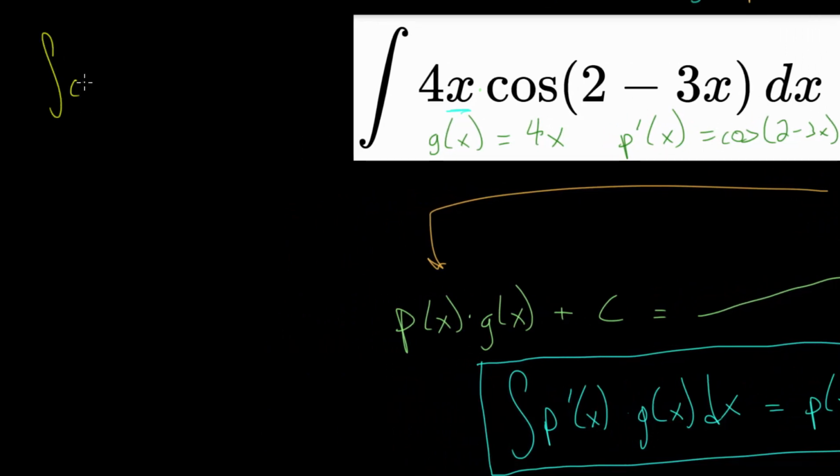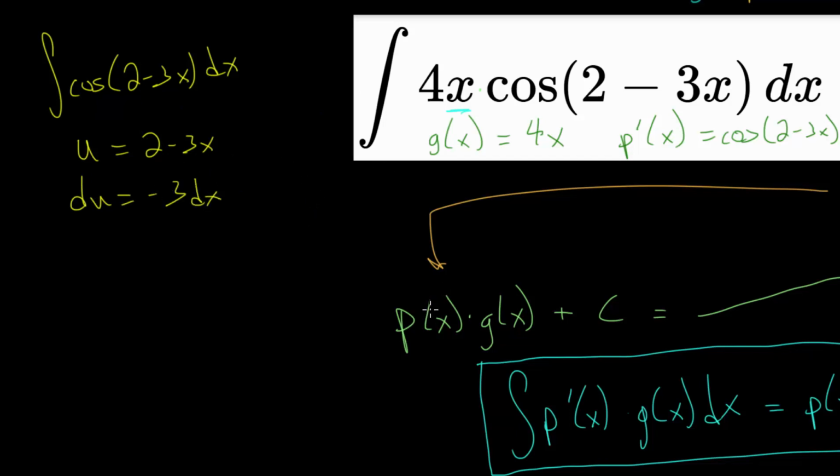So to do that, we'll take the integral of the cosine of 2 minus 3x dx, and we'll need to perform a u substitution. We can say that u is 2 minus 3x, and du is just negative 3 dx. And we can make a substitution. We know what dx is. If we solve for that here, we'll divide both sides by negative 3.